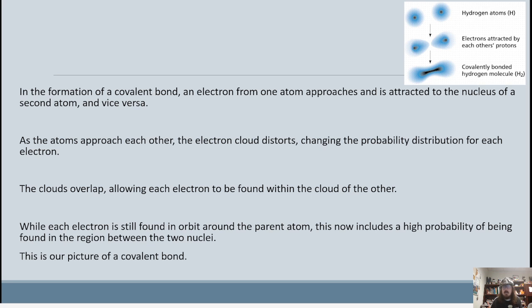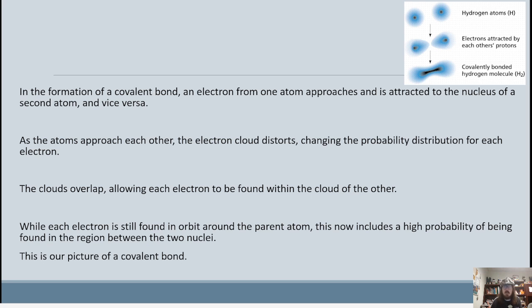Now, those electrons have to be obviously opposite spin so that they don't repel each other, and they're still found largely around their parent atom. But there's now an increased concentration region between the two atoms. So they now spend a lot of time between the two atoms as opposed to on the borders.